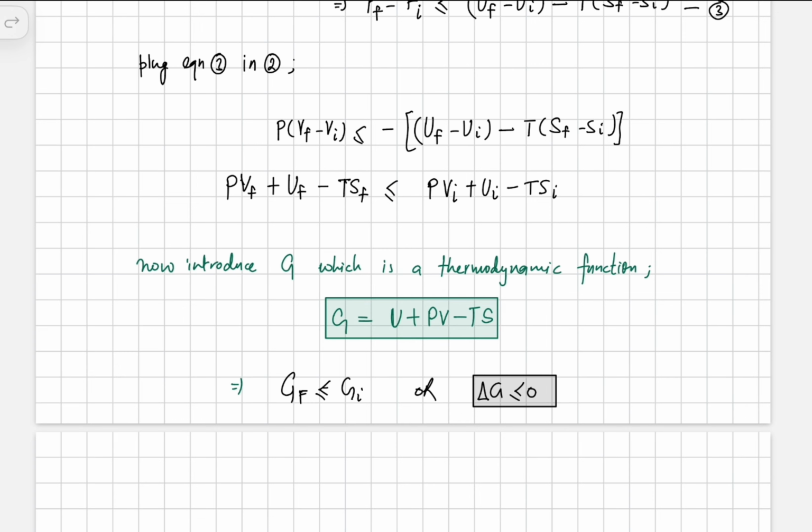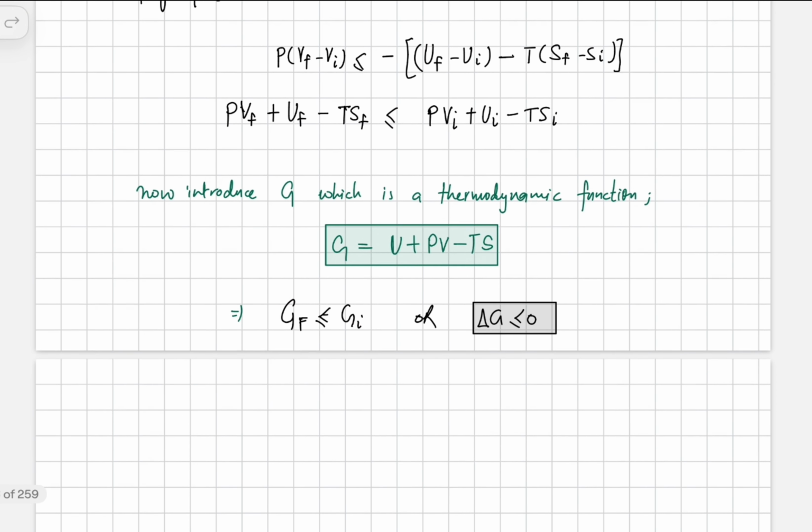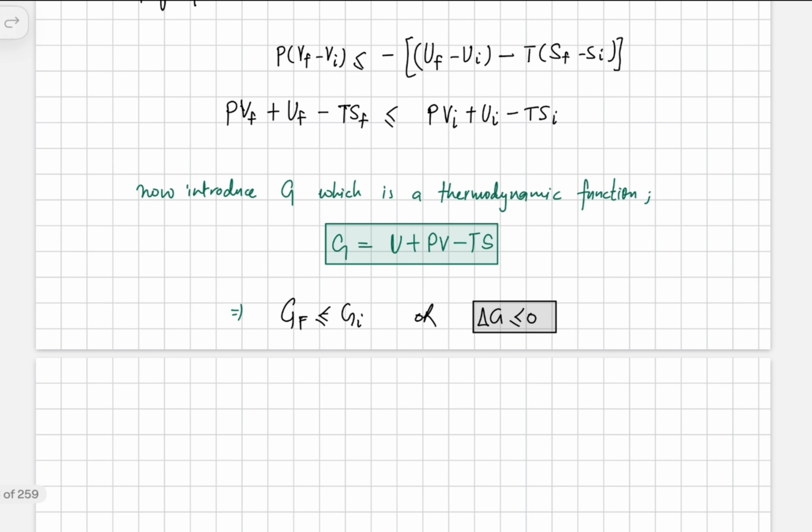And this equation, what does it tell? It tells that the Gibbs free energy in the final state cannot be greater than in the initial state. So it means that when G becomes minimum, that will be the stable equilibrium for the definite set of T and P. T and P throughout this process are constant.